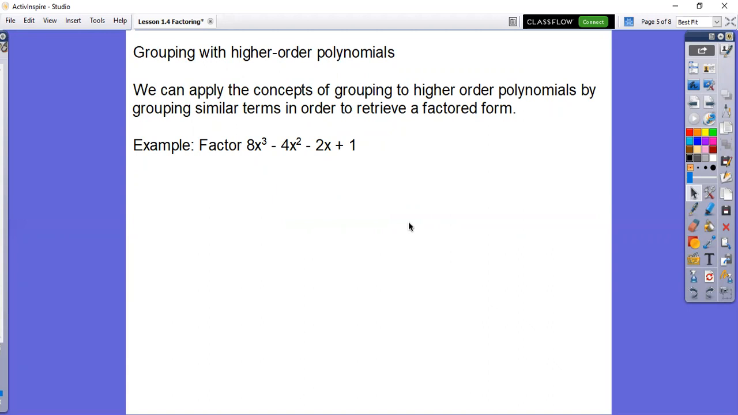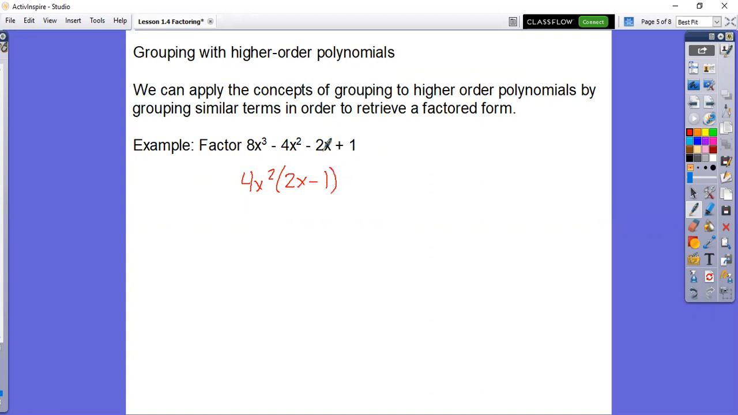So here's a cubic that I can actually factor because of factoring by grouping. What I want to do is look at the first two terms and say, all right, is there anything that I can factor out of both of them? In this case, I can factor 4x squared out of both terms. When I factor out 4x squared, I'm left with 2x minus 1.